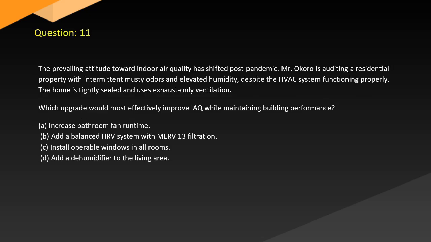Question 11. The prevailing attitude toward indoor air quality has shifted post-pandemic. An auditor is auditing a residential property with intermittent musty odors and elevated humidity. Despite the HVAC system functioning properly, the home is tightly sealed and uses exhaust-only ventilation. Which upgrade would most effectively improve IAQ while maintaining building performance? A. Increase bathroom fan runtime. B. Add a balanced HRV system with MERV 13 filtration. C. Install operable windows in all rooms. D. Add a dehumidifier to the living area.